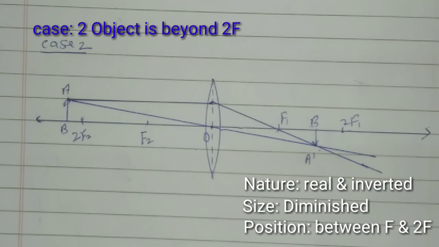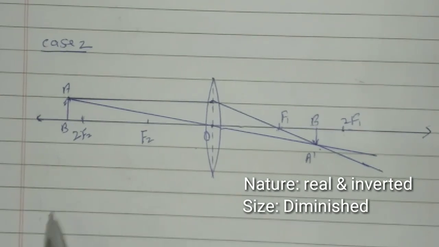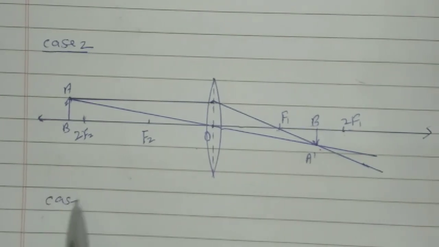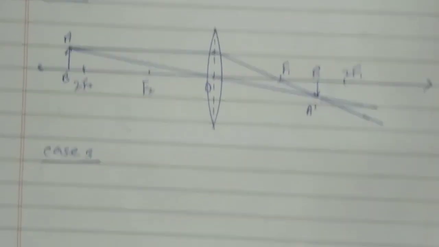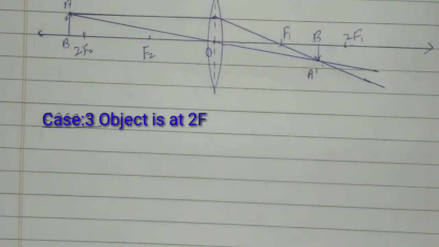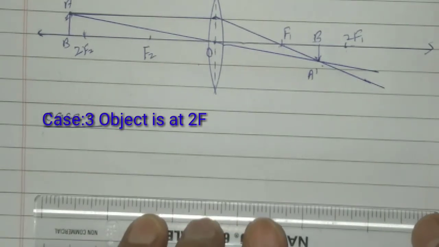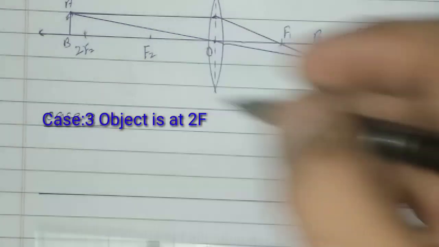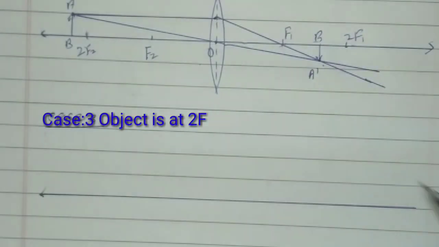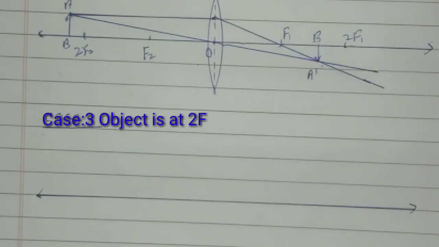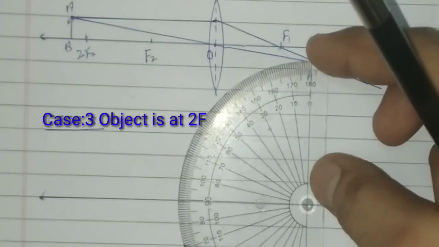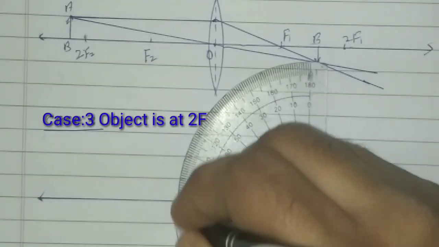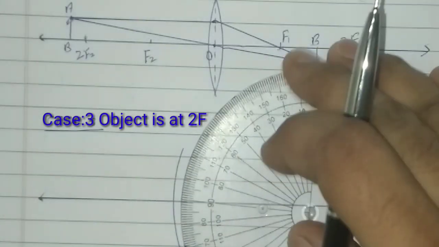Okay, now case number 3. Now the object is on C2, and when the object is on C2, the image is formed on C1. The nature of convex lens is like the nature of concave mirror, so the image formation in concave mirror and convex lens are similar.